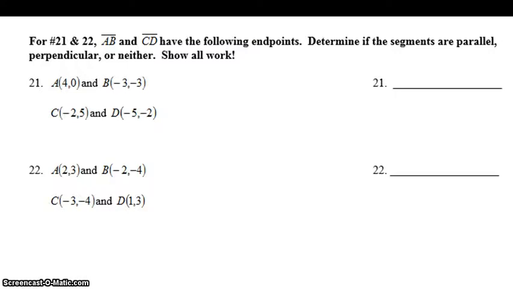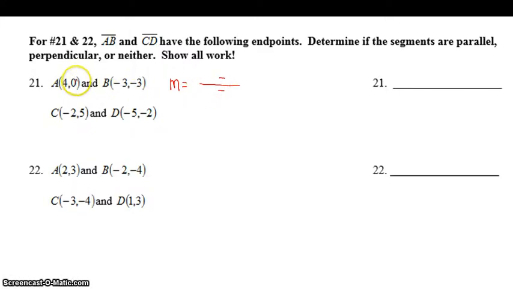Now for 21 and 22, this is something we did in sections 3.5 and 3.4. Specifically, this is 3.4. And so what we're going to do is we want to decide if they're parallel, perpendicular, or neither. And so we need to find slope. So you got to use slope formula. You will need to know that. It won't be given to you on the test.